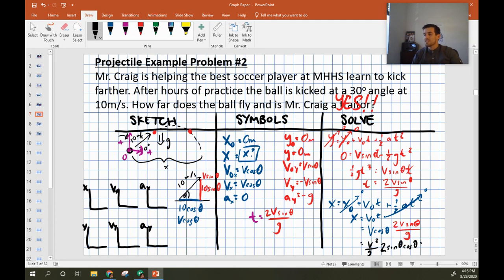Well, it turns out that that's 2 sine theta cosine theta. If you remember any of your trig identities, that's the same thing as sine 2 theta. So I can actually simplify this to v squared over g times sine 2 theta. That's not an important step. You don't have to do that, but it is just kind of neat the way that sometimes these things simplify into pretty clean solutions.